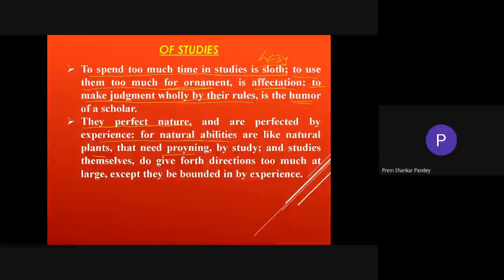And they perfect nature. When they have perfection in their experience, then they understand what the perfection of nature is. And it becomes a natural ability. When someone is focused on study, it becomes a natural ability. It becomes a habit. It becomes a behavior. And it is like natural plants that need pruning.